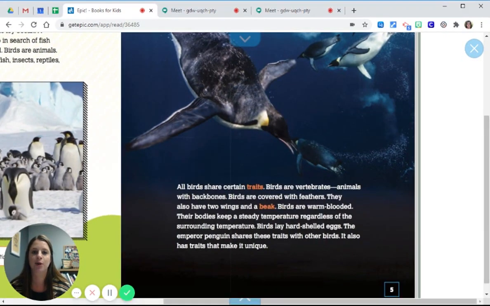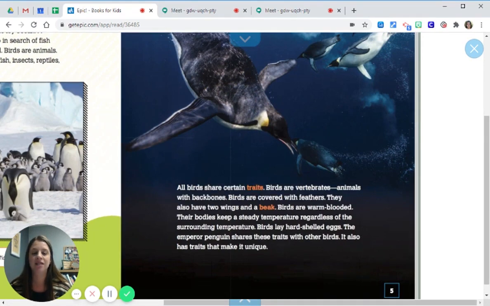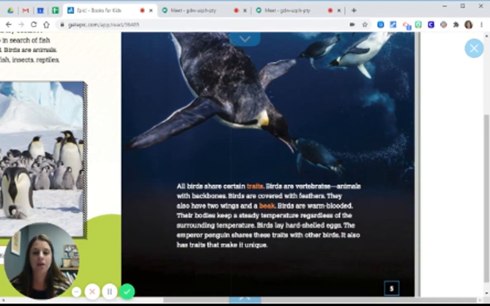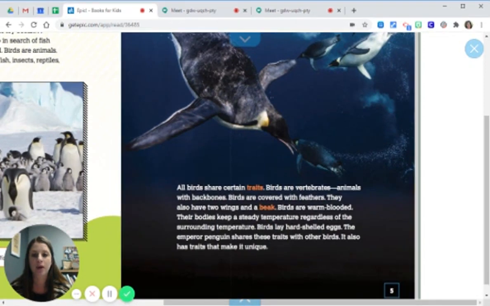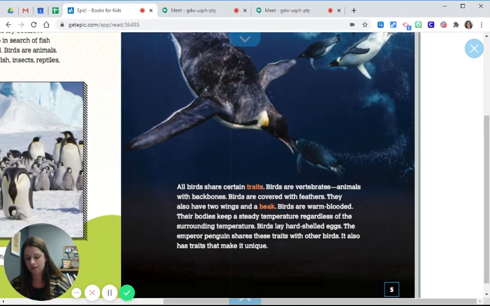They also say that birds lay hard-shelled eggs. So that's another detail that talks about how birds have certain traits. All birds lay eggs. And then it says another detail: the emperor penguin shares these traits with other birds. It also has traits that make it unique.